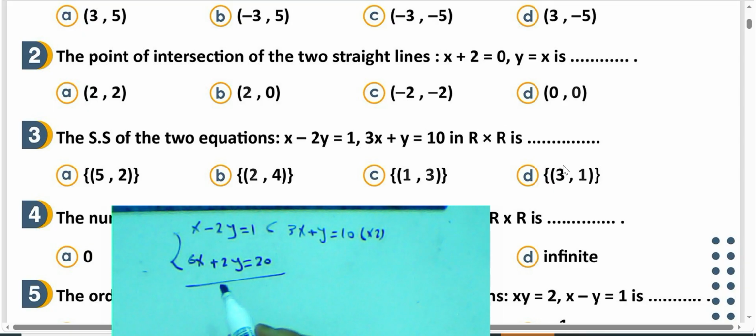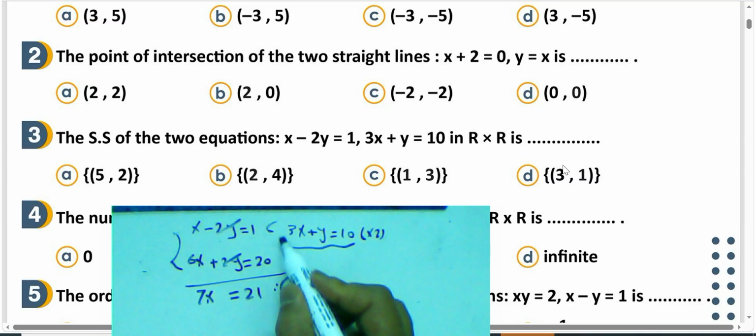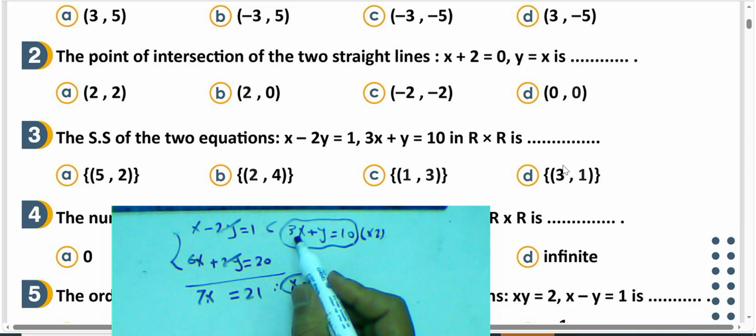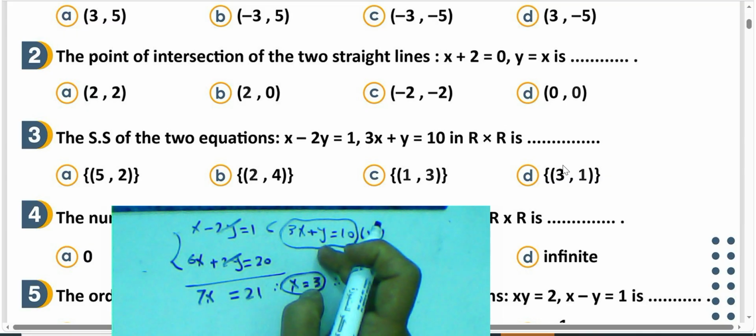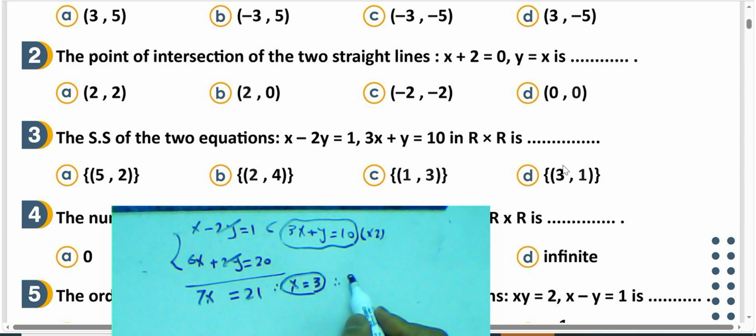x plus 6x equals 7x, -2y plus 2y equals 0, and 20 plus 1 is 21. Then the value of x equals 21 divided by 7, which is 3, so the value of x equals 3. Now we can find the value of y. Put the value of x here, 3, to find y. 3 times 3 is 9, then 9 plus y equivalent to 10.